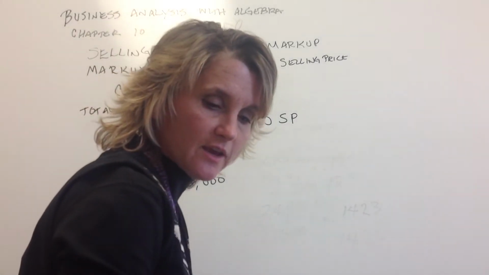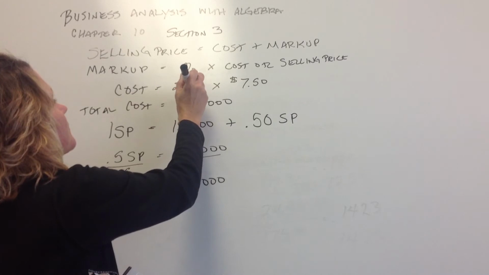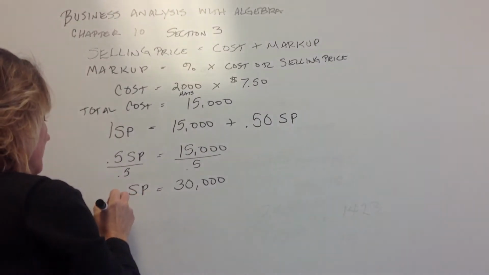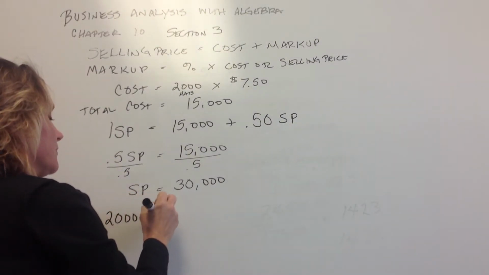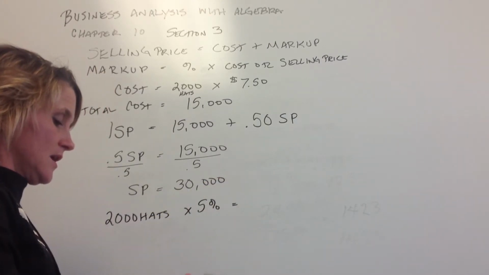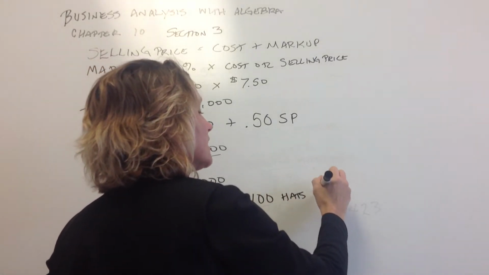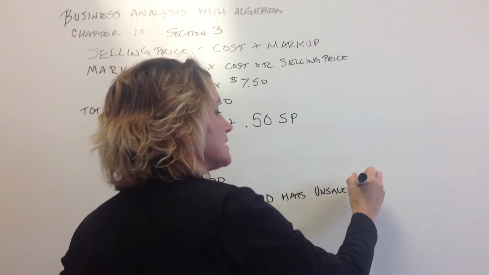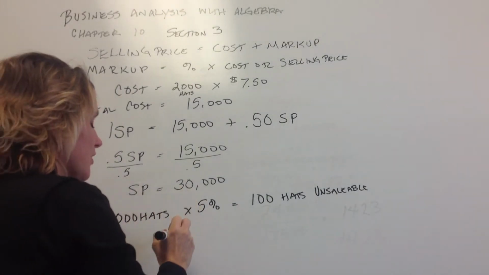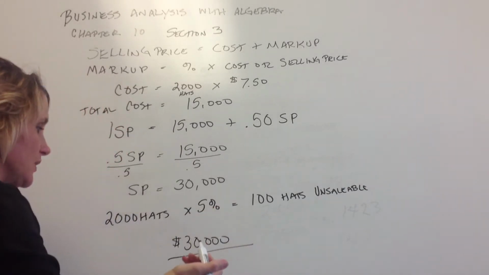Then we read the next thing. We know we have 2,000 hats total; that was up here. Now it tells us that 5% of those hats will not be able to be sold. That gives us 100 hats that are unsaleable, or unsellable, whatever the proper English is there. So now we want to make $30,000 out of the hats that we can sell.